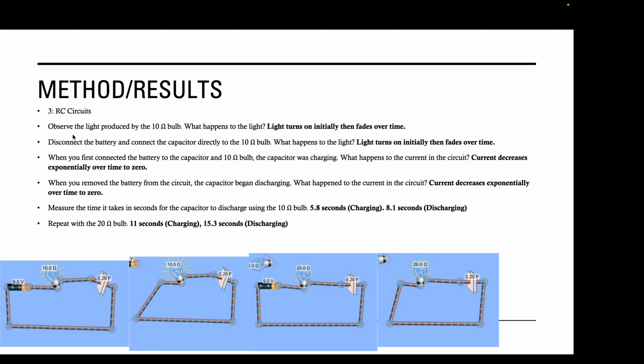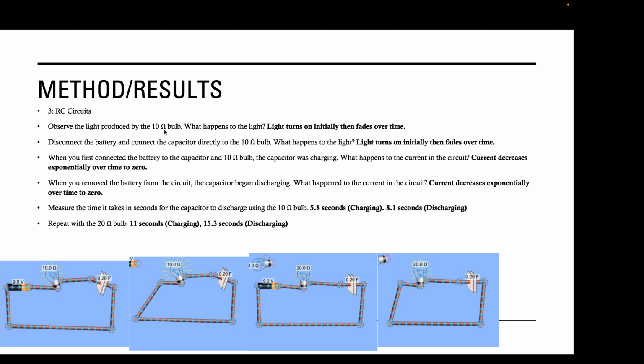For part 3, the RC circuits, we observe the light produced by the 10 ohm bulb. What happens to the light? The light turns on initially, then fades over time. And what happens if we disconnect the battery and connect the capacitor directly to the 10 ohm bulb? The light turns on initially, then fades over time.